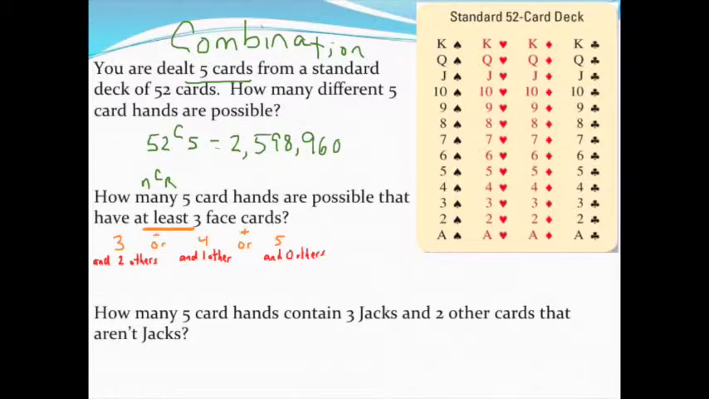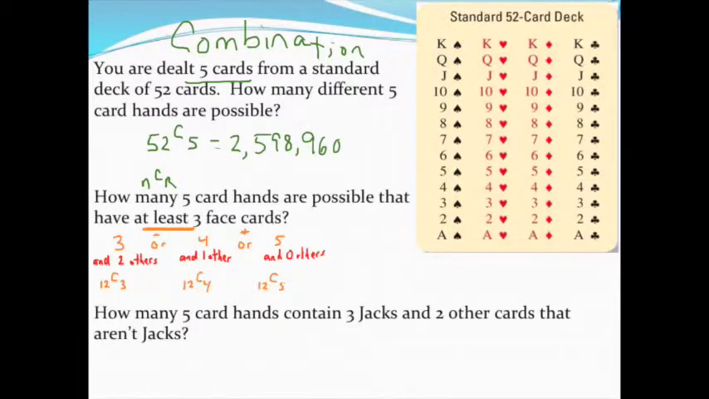Let's start with our 3 face card possibility. In a deck of cards, there are 12 face cards: the jack, king, and queen of each suit, and you can see that on the table on the side. So to get 3 face cards, I've got 12 to pick from, and I want to know what happens if I get 3 of them. We might as well finish out the orange part of this. To get 4 face cards, that's going to be 12C4. And to get 5 face cards, that's 12C5.